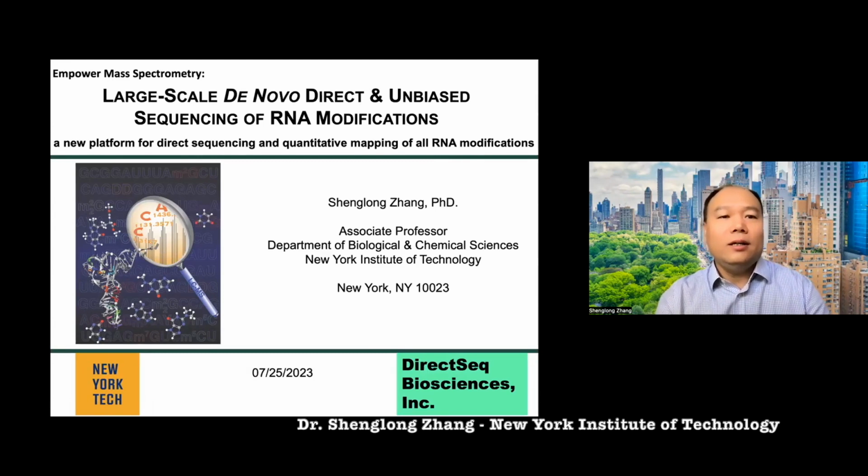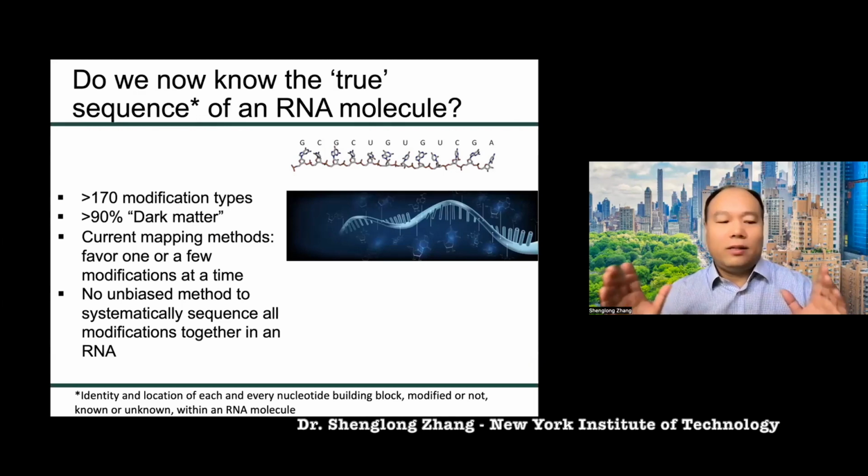So today, I'm going to talk about the large-scale de novo direct and unbiased sequencing of RNA modifications using mass spectrometry. And this is a new platform we have been developing for direct sequencing and for quantitative mapping, not just one, but essentially all RNA modifications. I'd like to start with a very fundamental question. Do we now know the true sequence of an RNA molecule?